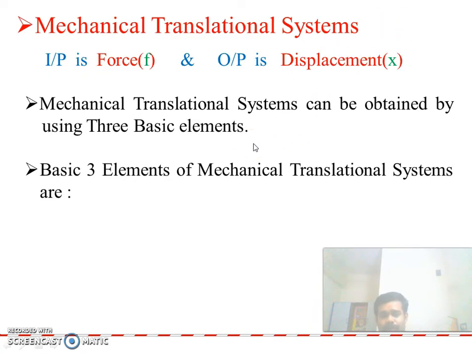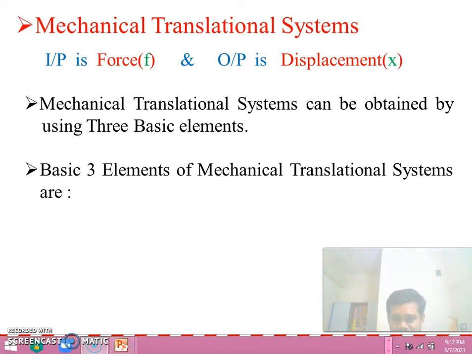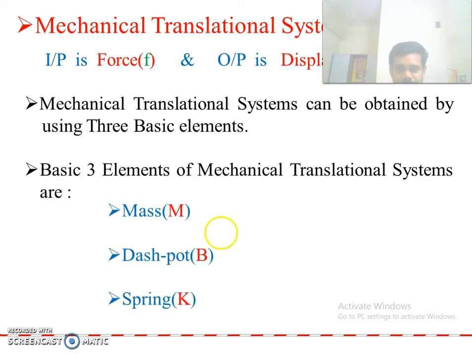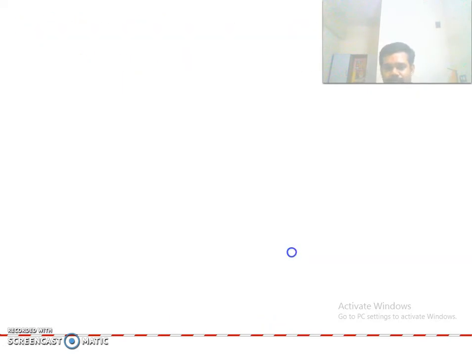The mechanical translational system can be obtained by using three basic elements. The first one is mass, the second one is dashpot, and the third one is spring. What are the three basic elements of a mechanical translational system? Mass, dashpot, and spring.